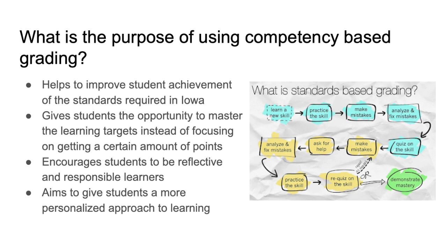So it kind of takes you through the steps of competency-based grading, which is kind of what I explained with my reading practicum. So you learn a new skill, you practice a skill, you make mistakes, you analyze and fix mistakes, quiz on the skill. That's like learning the new skill would be Monday, practice the skills Tuesday, Wednesday you're making the mistakes, Thursday you're analyzing and fixing, and then the quiz is on Friday. And then based on the quiz, you move on to the next concept, or are you still making the mistakes, which is in the yellow, which is when you would ask for help.